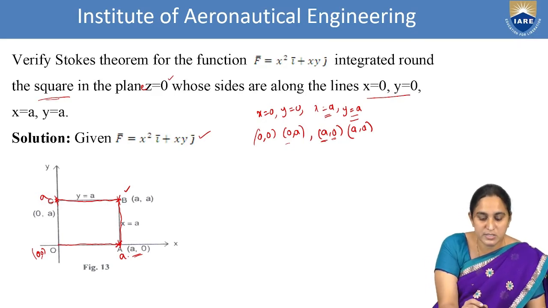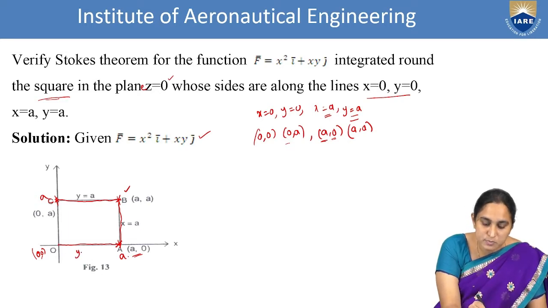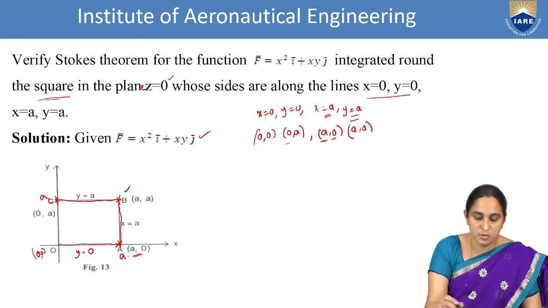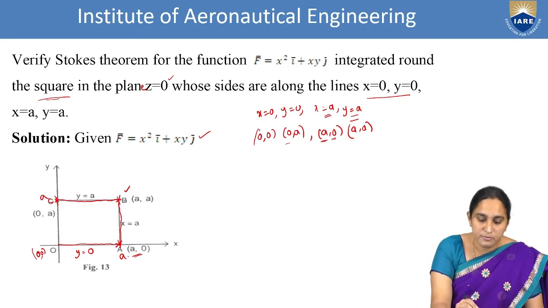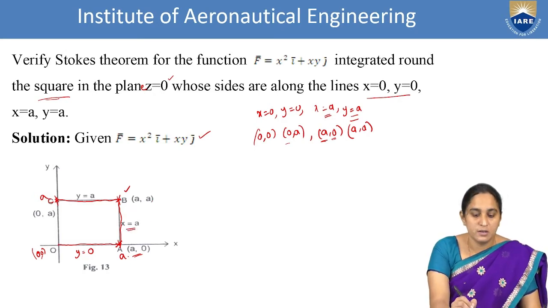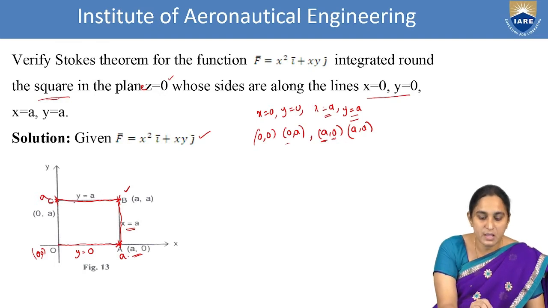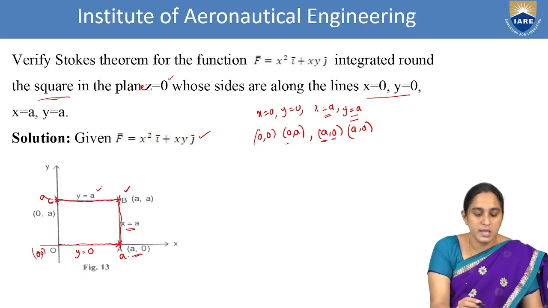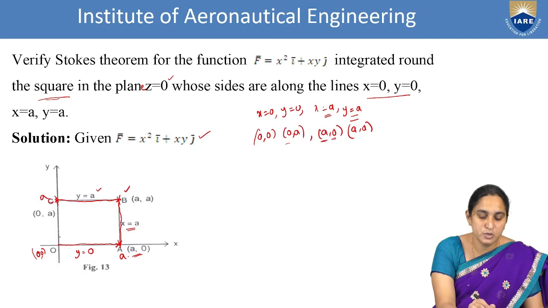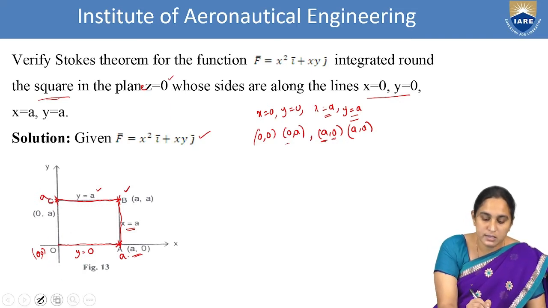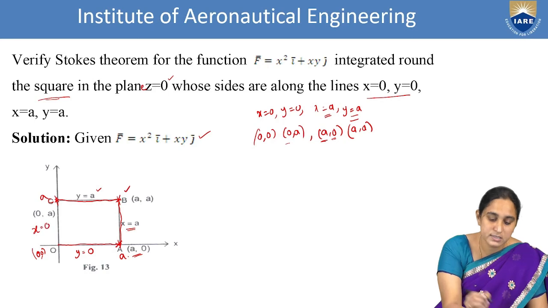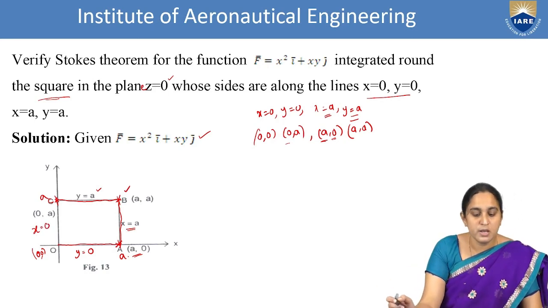Once you observe, from O to A, what is the common point? It is on the x-axis, so y is equal to 0. From A to B, the common point is x is equal to a. From B to C, the common point is y is equal to a. And from C to O, the common point is on the y-axis, x is equal to 0. Now from the diagram, what are the limit points for x?